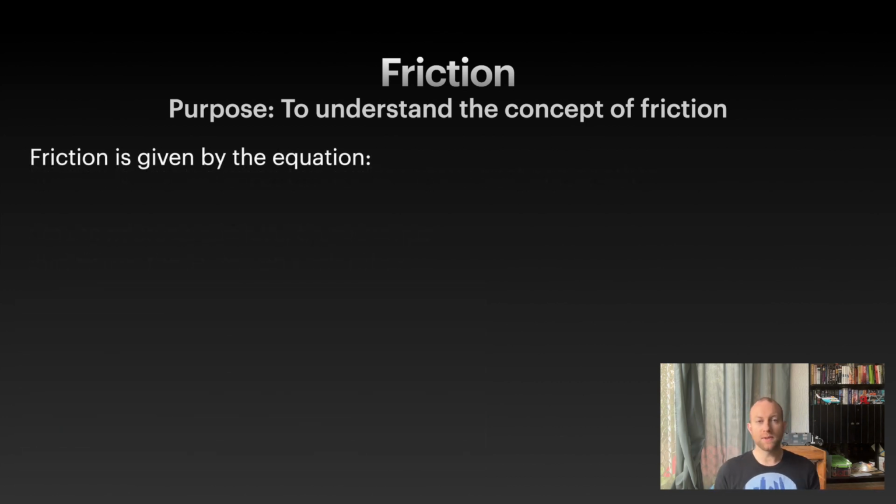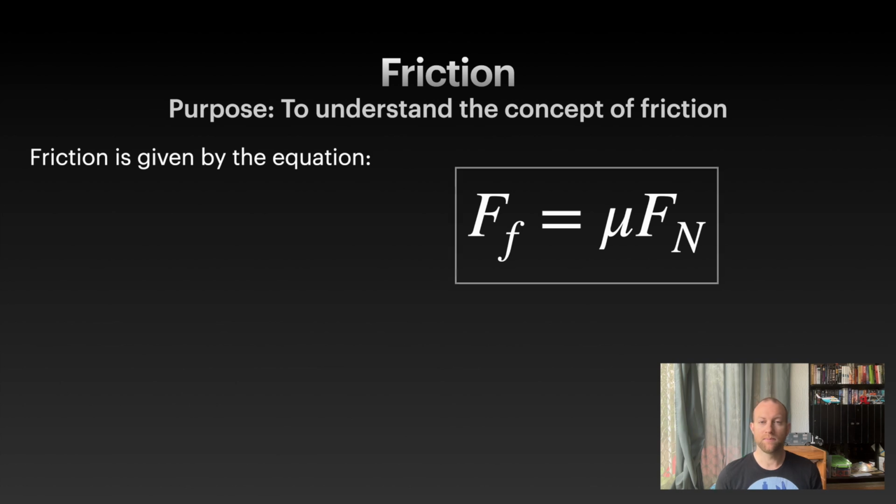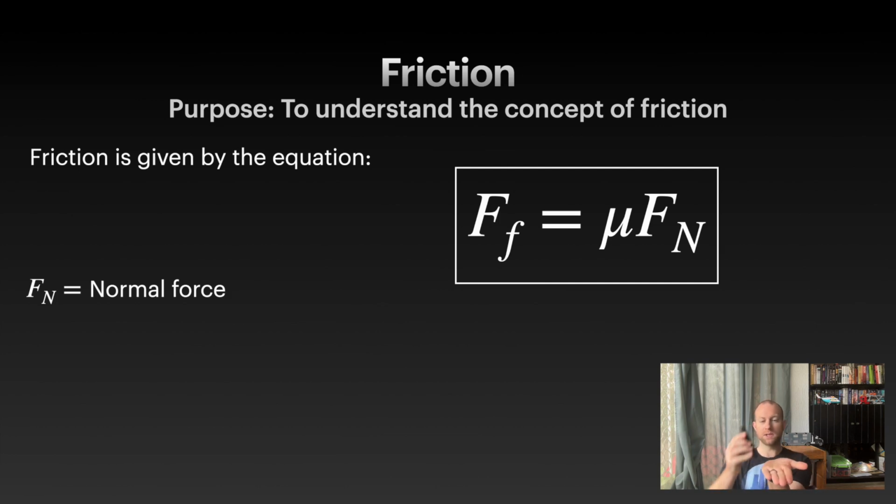So we have an equation for friction. It's given by this. So force of friction equals mu times Fn. So Fn is the normal force. Now the normal force is the force that is caused by the surface. You've seen this in the last unit, and it is always going to be perpendicular to the surface. So if this is my surface, the normal force always points straight up from that.